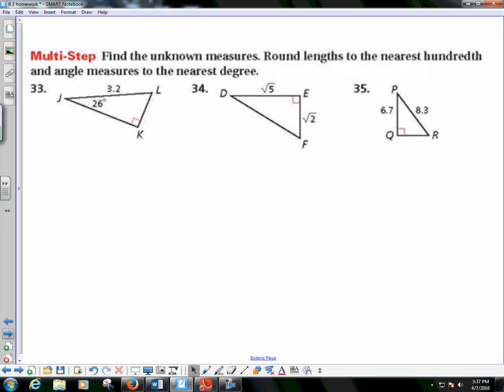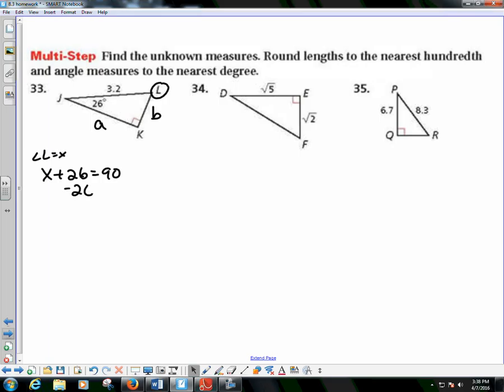This says, find the unknown measures, round the lengths to the nearest hundredths, and the angle measures to the nearest degree. So I look at problem number 33, and for my triangles, I'm going to use A, B, and C. So A and B are sides, and C I will reserve for the hypotenuse when we need it. Angle L. Well, angle L is just, let's see, x plus 26 equals 90 degrees. This is going to tell me angle L equals x in this particular case.